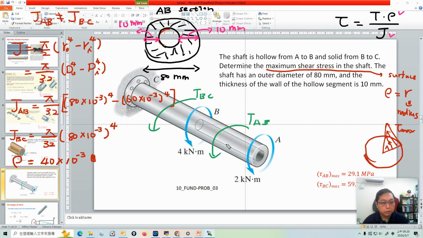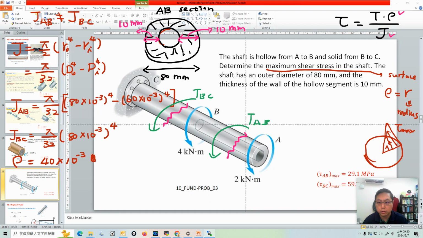Then how to solve TAB and TBC? If we have TAB and TBC, we can calculate the shear stress at the AB section and the shear stress at the BC section on the cross section area of the bar. So the next thing is to solve TAB and TBC. Once again, cross section method. If I have multiple external torques and you want to compute the torque of each section, you need to use the cross section method. So I cut a cross section here, and a cross section here.